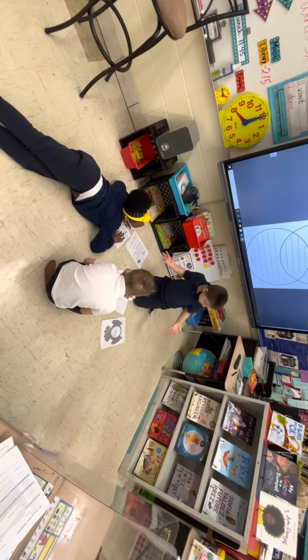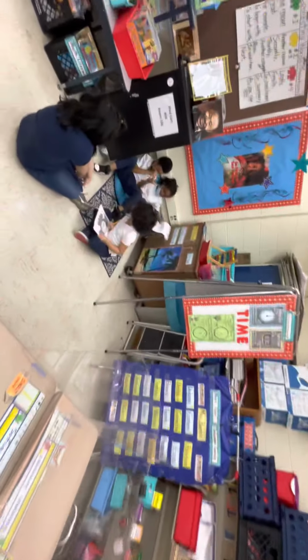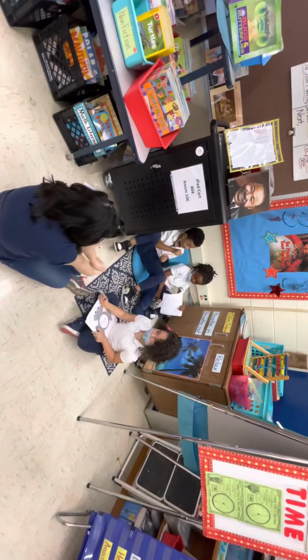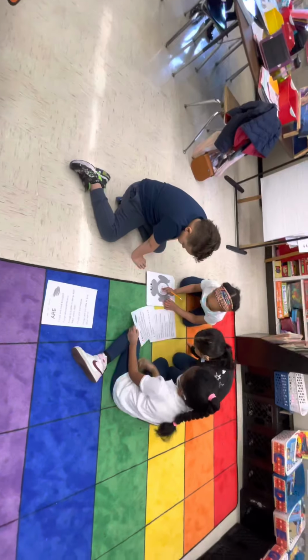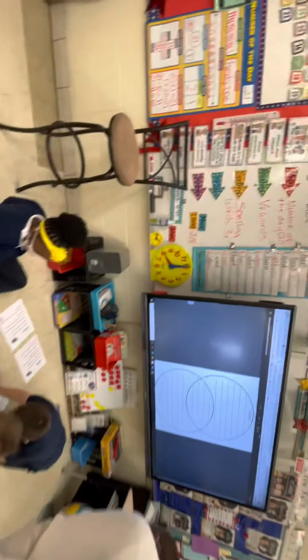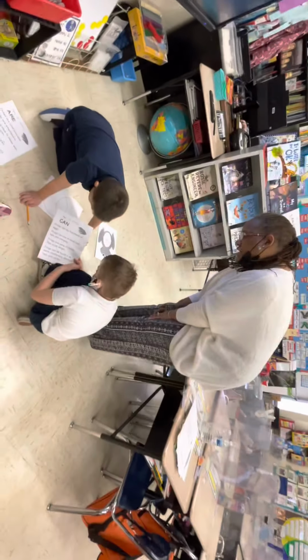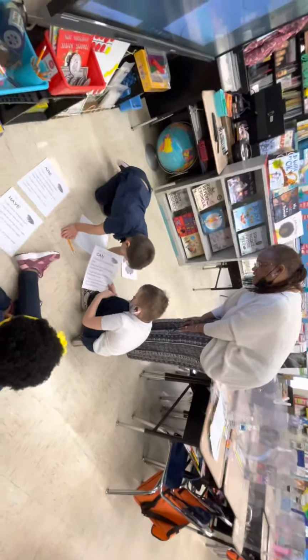Oh, where did my pencil go? What? Supposed to read. Rainforest, mountaintop. Okay, good.